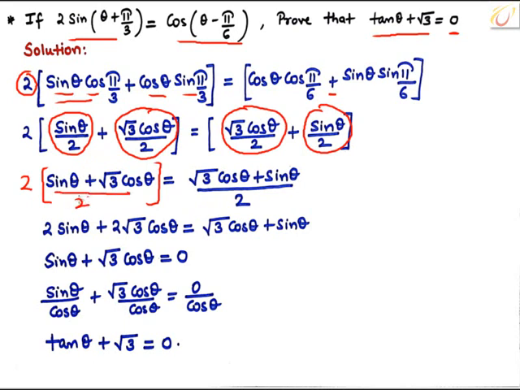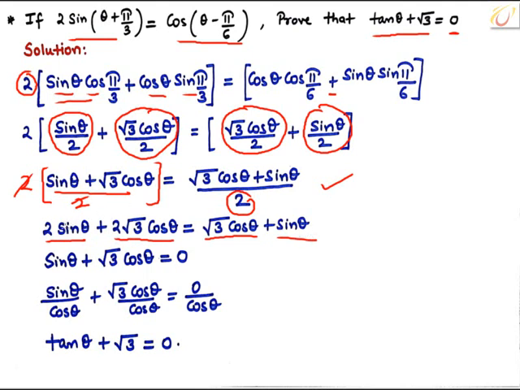This 2 and this 2 will cancel and give us sin theta plus root 3 cos theta is equal to root 3 cos theta plus sin theta upon 2. Now this 2 will move to the LHS, and will be multiplied as 2 sin theta plus 2 root 3 cos theta is equal to root 3 cos theta plus sin theta. Bring everything on the left hand side.